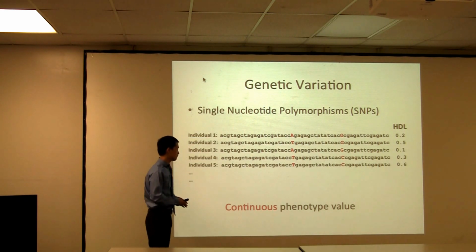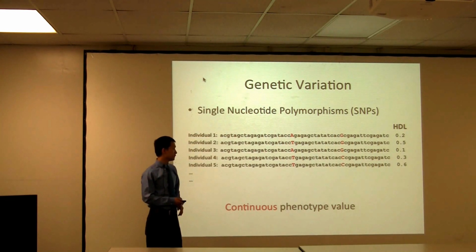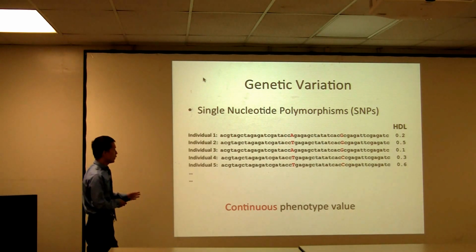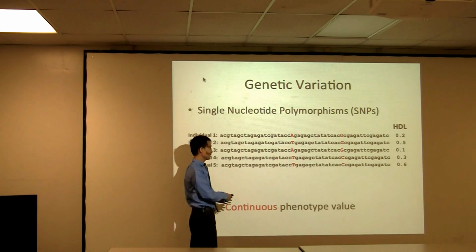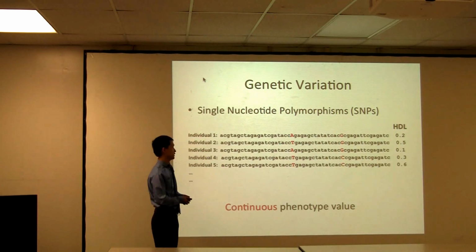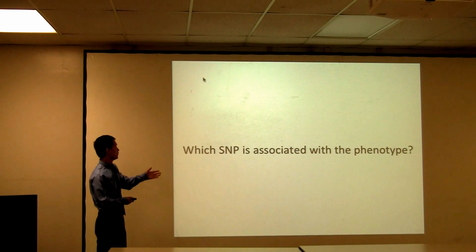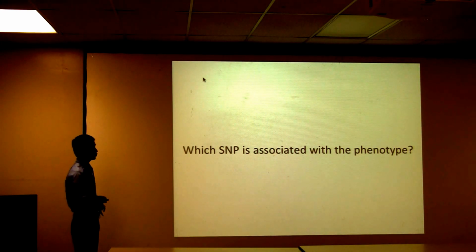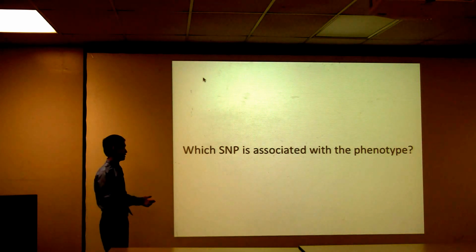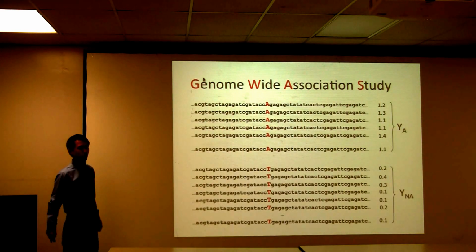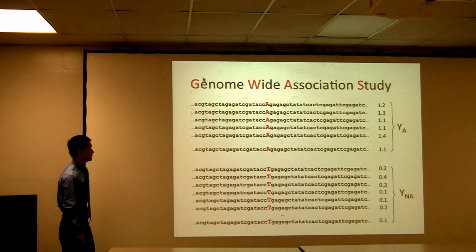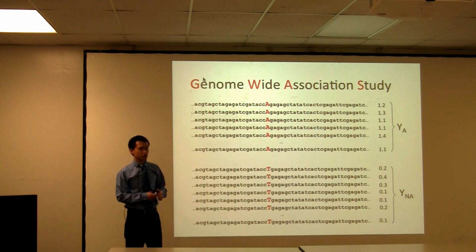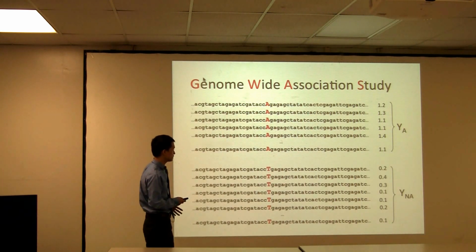In this study, we focus on the continuous phenotype. And we are interested in which SNP is associated with the phenotype of interest. So we wanted to know which SNP is associated. The process to discover which SNP is associated is called the genome-wide association study. And in the genome-wide association study, we will conduct a statistical test for each SNP.